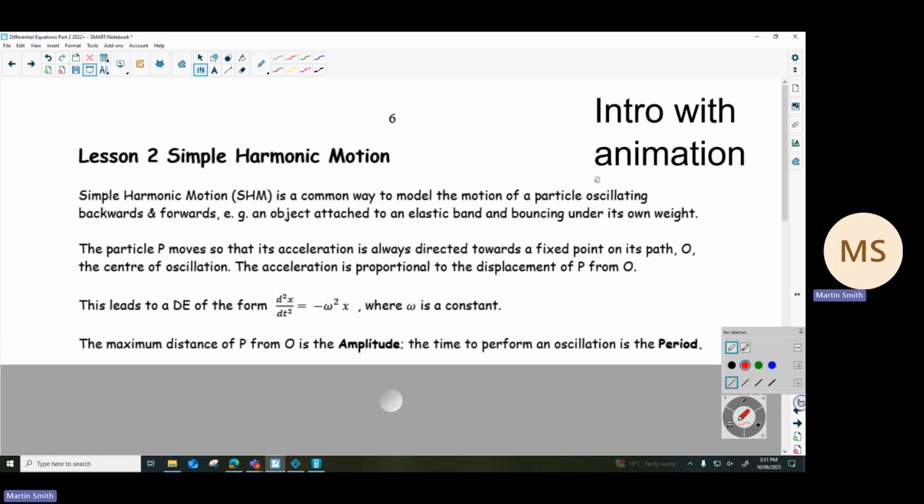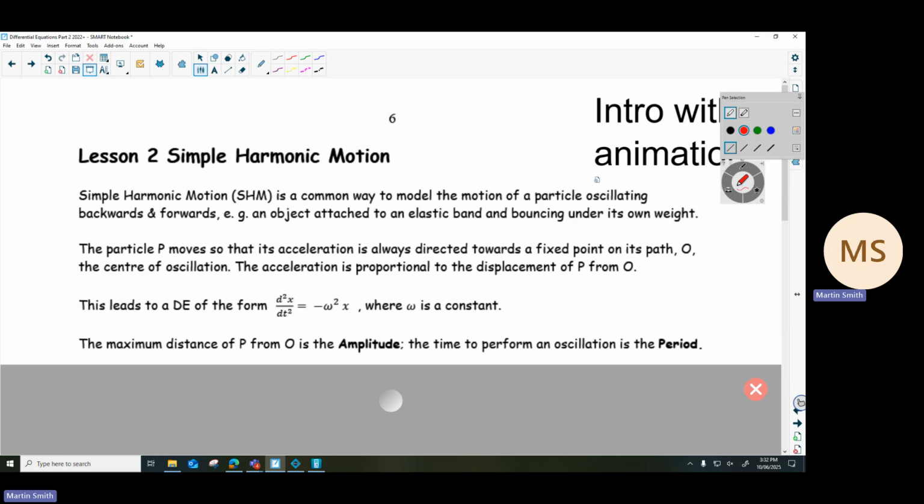And there are various other things that we might be interested in. We might be interested in the maximum distance the object is away from its center of oscillation. That's called its amplitude. We might be interested in the time taken to perform one oscillation. That is the time period. Now, guys, what you're not going to have to do is loads and loads of maths to derive a differential equation of this type. It's quite likely that such a differential equation will be given to you.